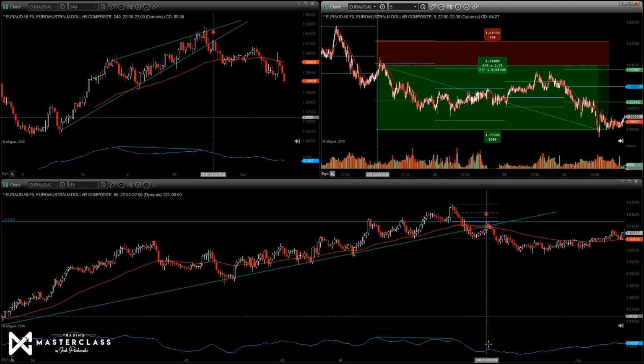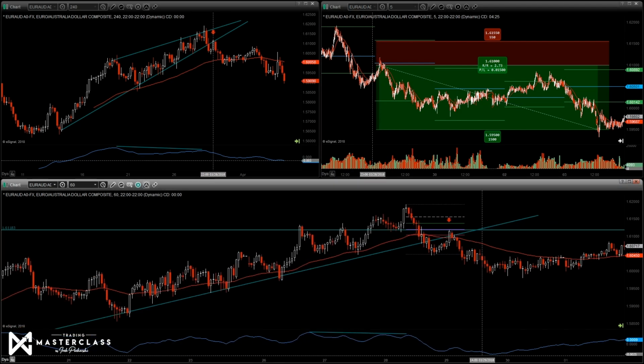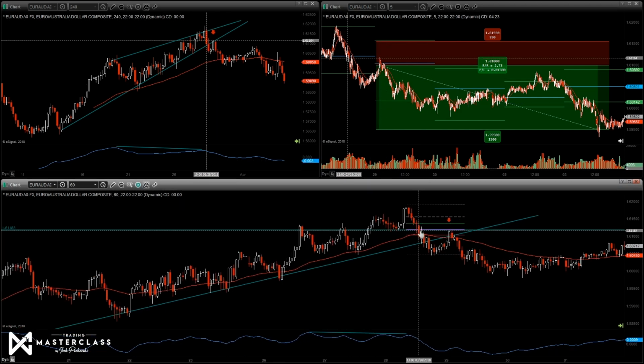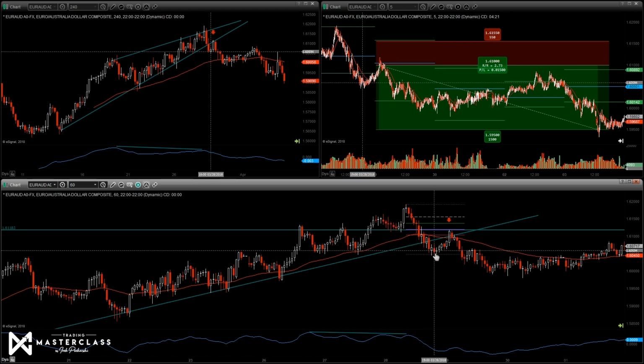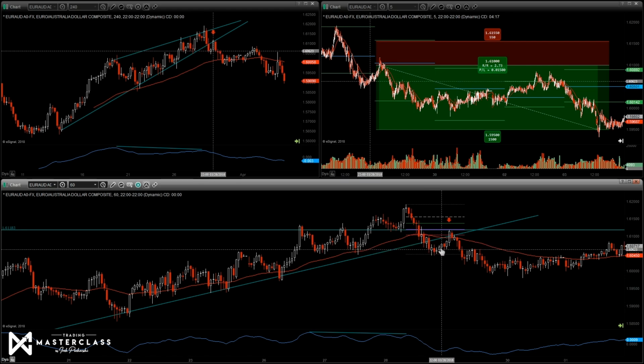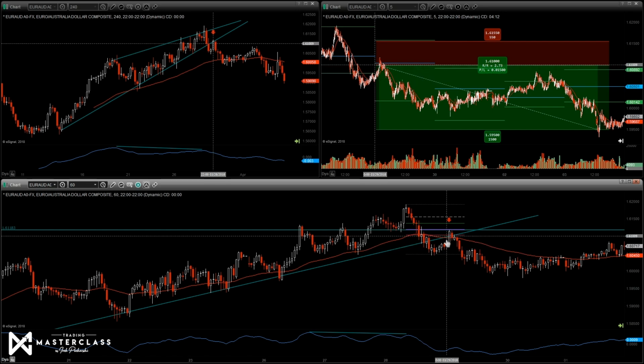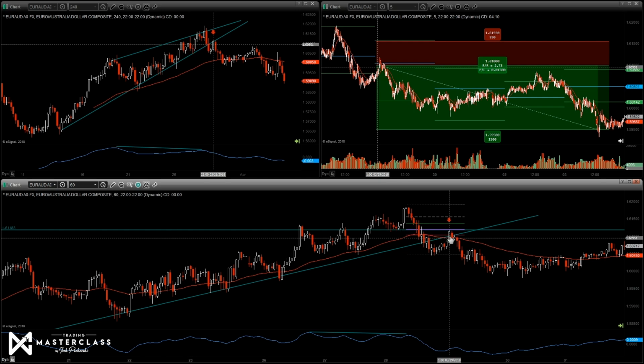So when would this entry present itself? This entry would have presented itself roughly right here. When you're making a watch list at the beginning of the day, the beginning of the day would have been right here, 22 GMT. This is the beginning of the day. So you're making a watch list before the pullback.